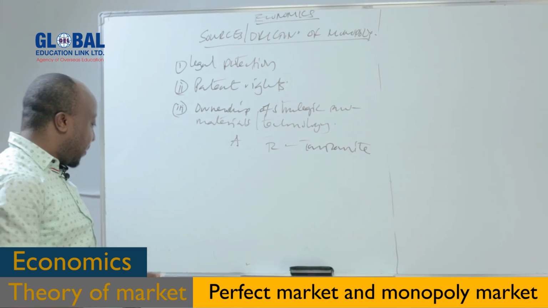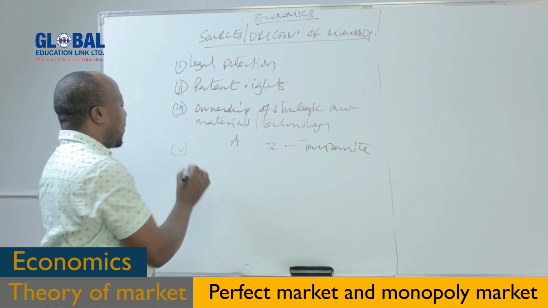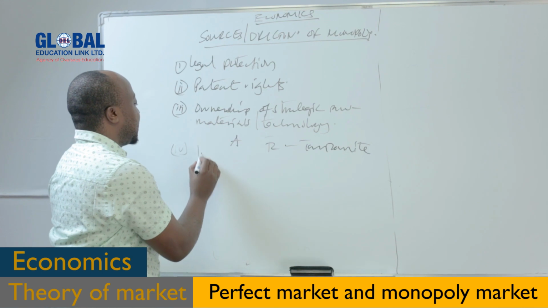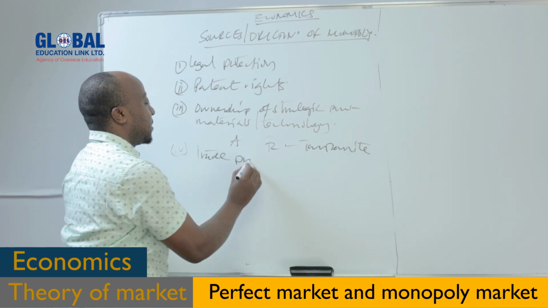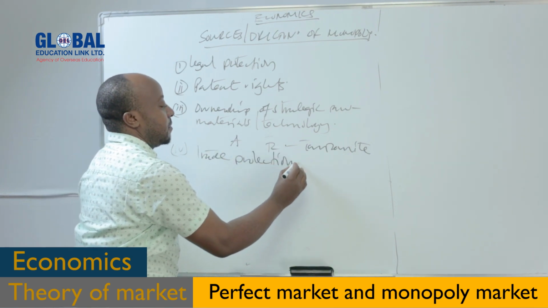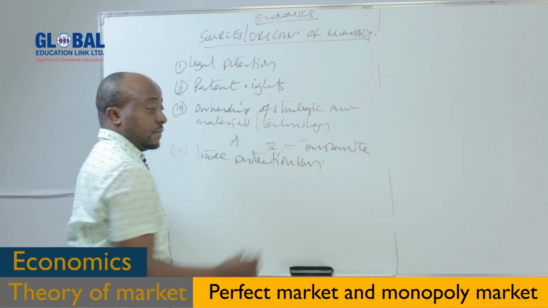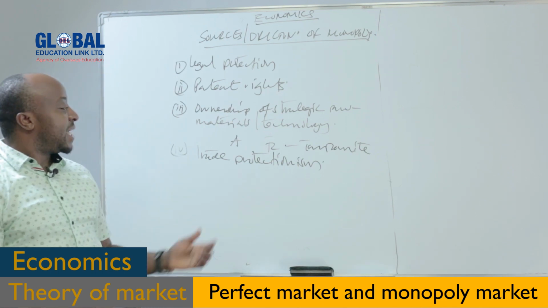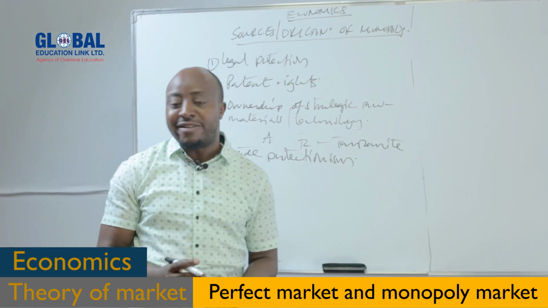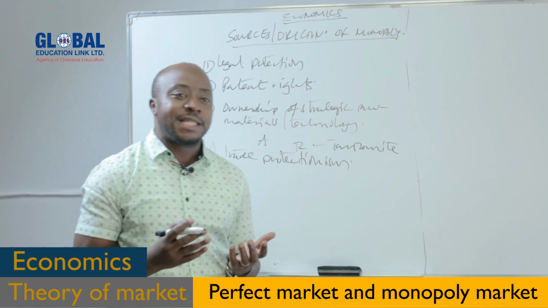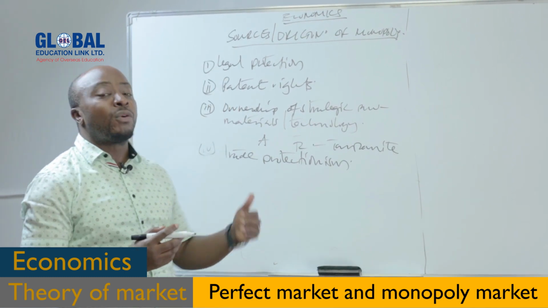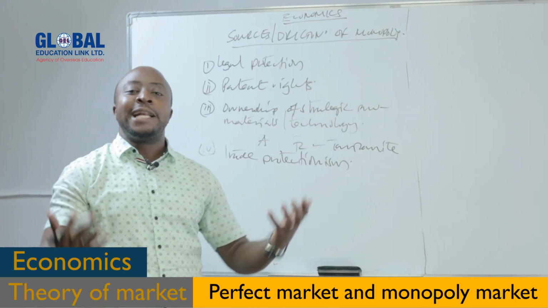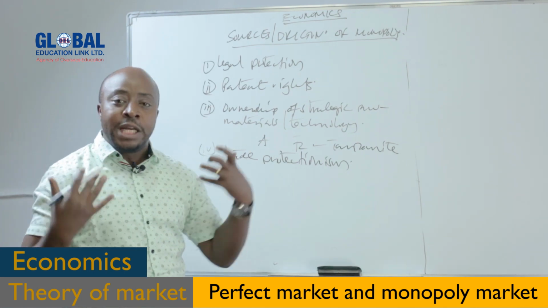So another source of monopoly, we say number 4, we have the so-called trade protectionism, or we say foreign trade barriers. Trade protectionism, or foreign trade barriers. Sometimes the government can impose some barriers for importation of some goods from outside. Remember, when goods are imported from outside, they increase competition with goods produced domestically.